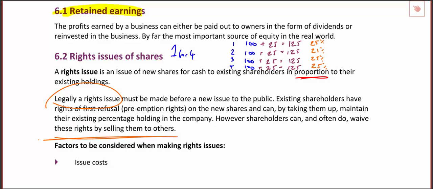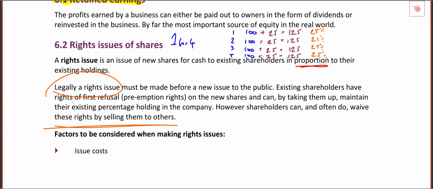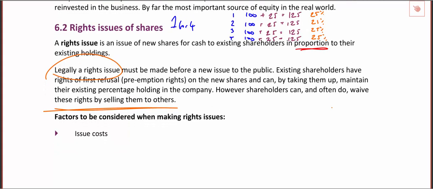So what does a business need to consider when making a rights issue? First of all, issue costs. They can be very substantial. In fact, they've been estimated at 4% if you raise £2 million. So that's an awful lot of money as an issue cost. What else do we need to consider?